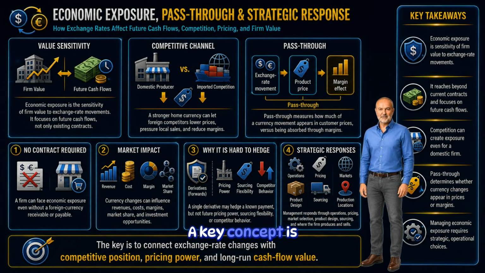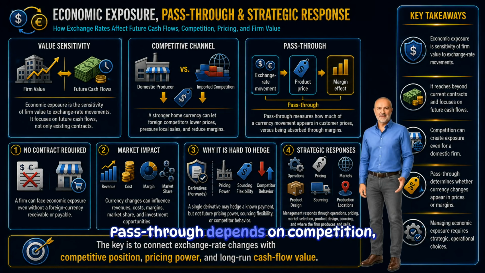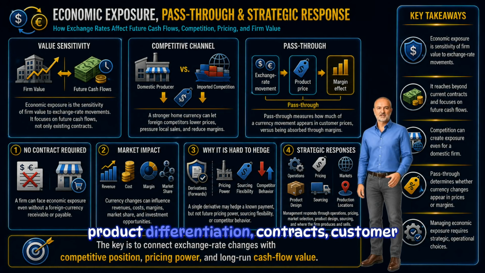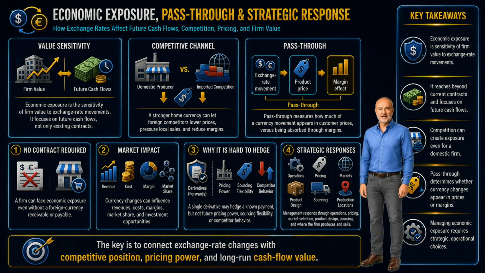A key concept is exchange rate pass-through. This describes how much of a currency movement appears in product prices. When pass-through is high, customer prices adjust quickly. When it is low, producers and suppliers absorb more of the movement through margins. Pass-through depends on competition, product differentiation, contracts, customer behavior, and supply chain structure.